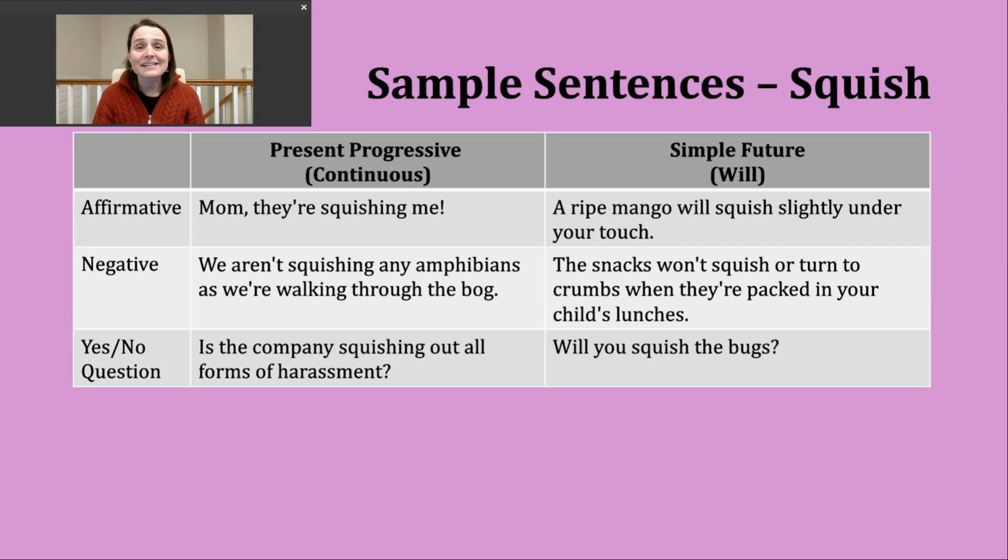Finally, if you want to make a yes or no question in the simple future, start with will, then use your subject, then the base verb. You can see that in my example. Will you squish the bugs? Right? So here someone might be asking, can you step on, can you press them and kill them?